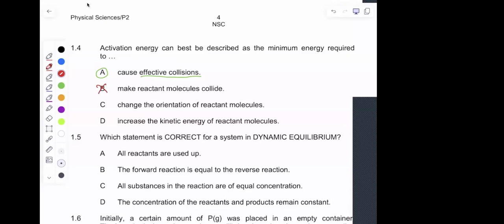Things that help orientation are like your surface area, your increased concentration, and then also increase the kinetic energy of the reactant molecules. Again, it doesn't do that. Remember, your activation energy is simply the amount of energy required for it to happen. So it won't increase the kinetic energy of the reactant molecules either. A is the right answer, and all of these other ones are not.